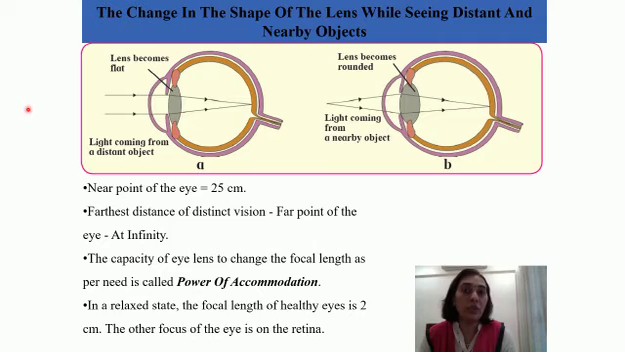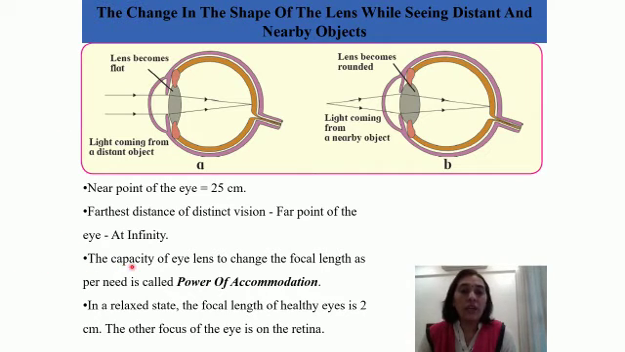So we have studied two things, near point and far point. Near point is the minimum distance at which an object needs to be held so that it can be seen clearly without strain on the eyes, and that is 25 centimeters for normal eyes. Whereas the farthest point which can be seen clearly by the eyes without any strain is at infinity for normal eyes.